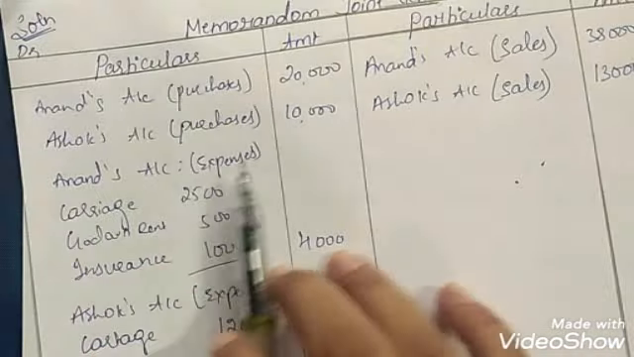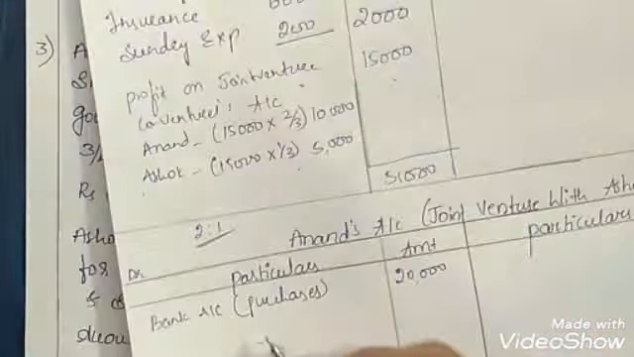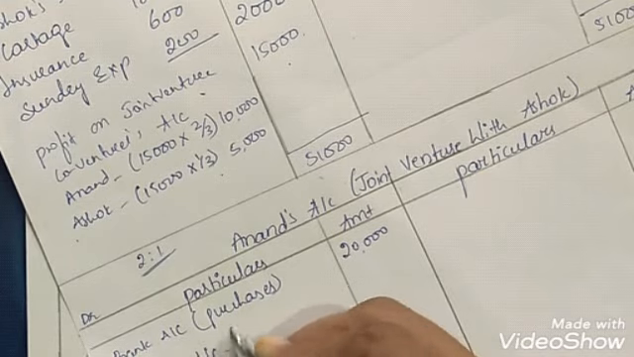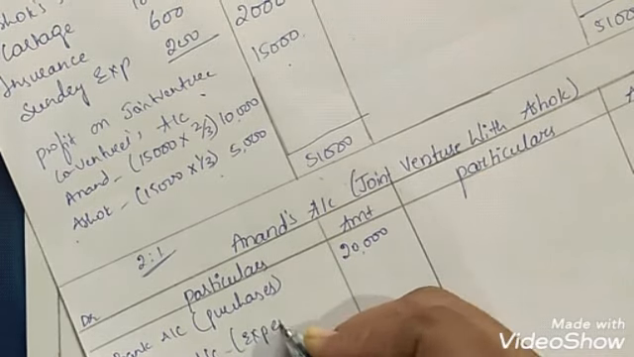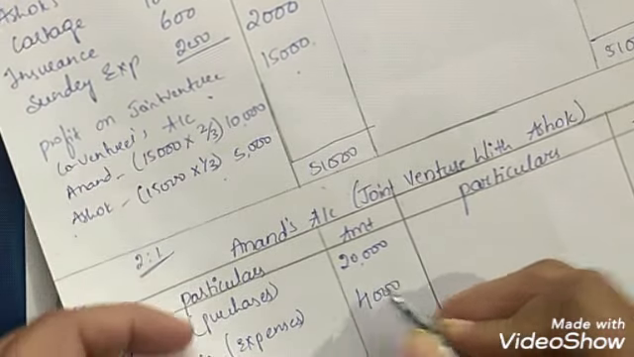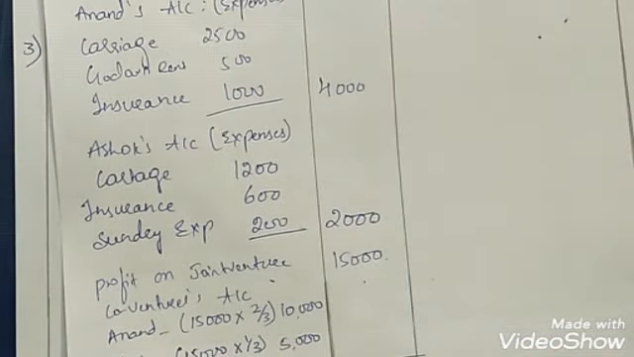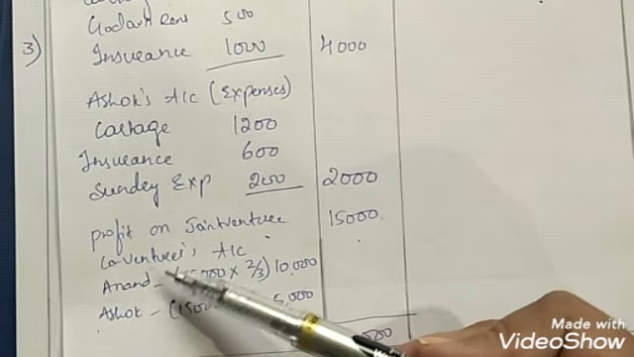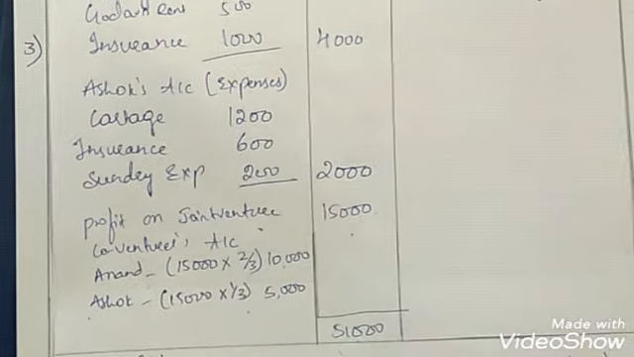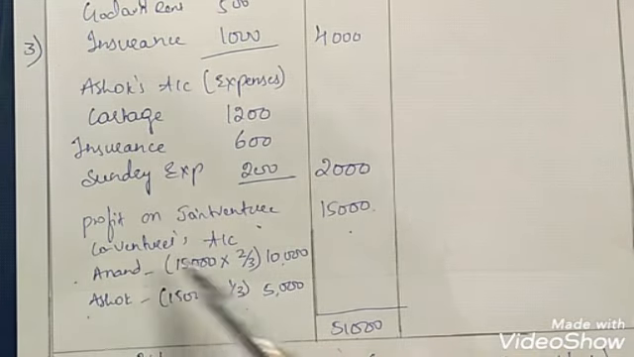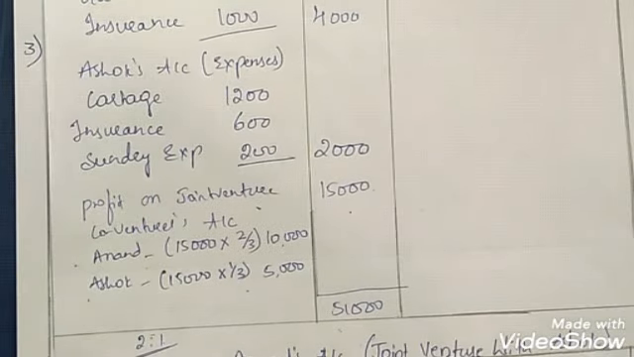Next, we have Anand's account for expenses, right? So record the expenses on the debit side, bank account, in bracket, expenses, okay? So the amount is 4,000. It's already calculated, right? Next, again, we have Anand's name for profit on joint venture. I told you, right? This profit has to be distributed among the co-venturers, okay?